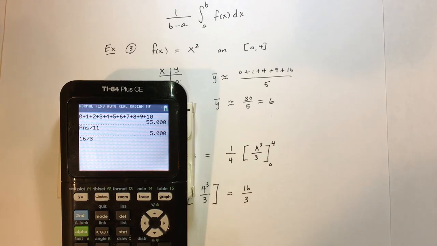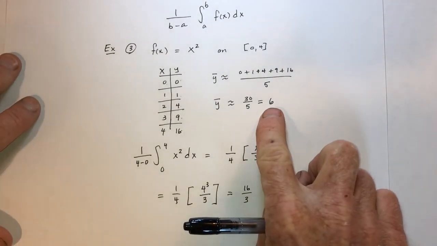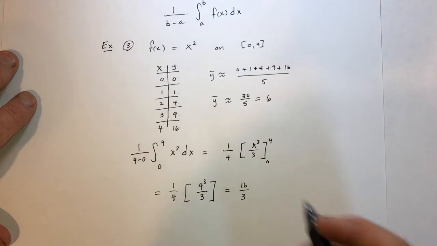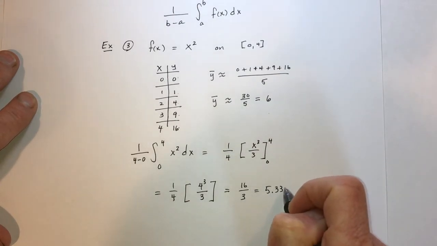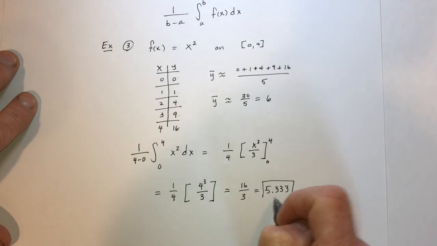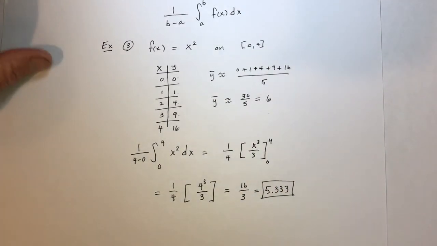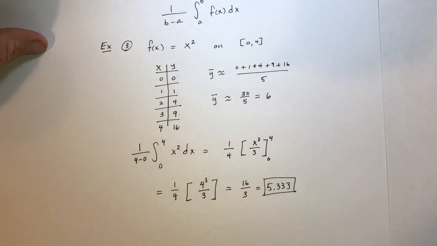(16 thirds) is actually 5.333. So our estimation wasn't bad, but we only used 5 numbers, so it was okay. The actual average, 5.333. Okay, then on to another example.